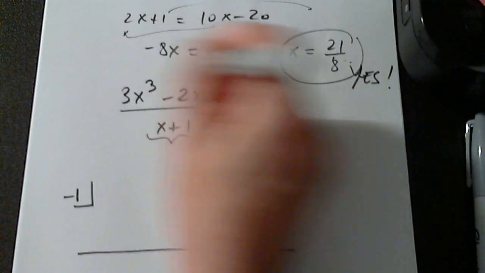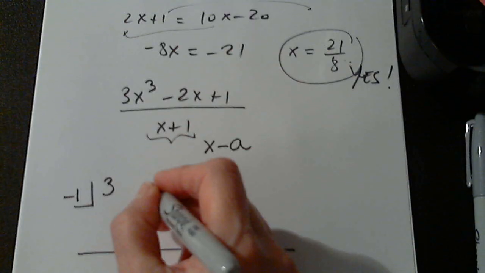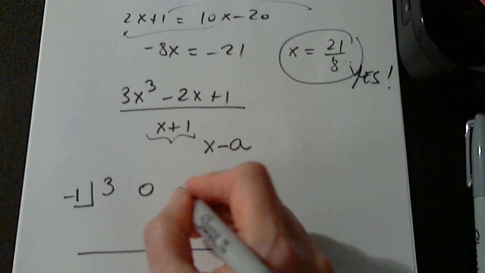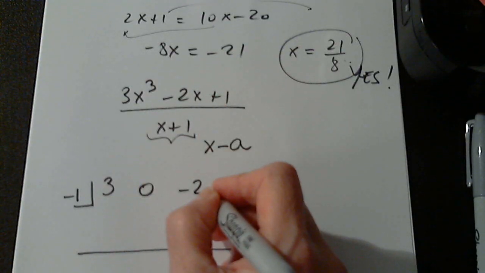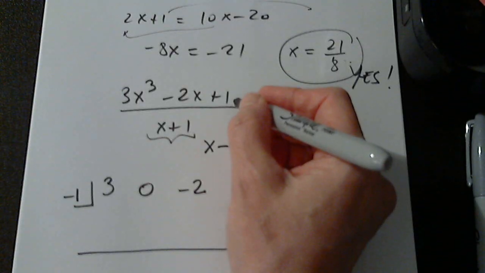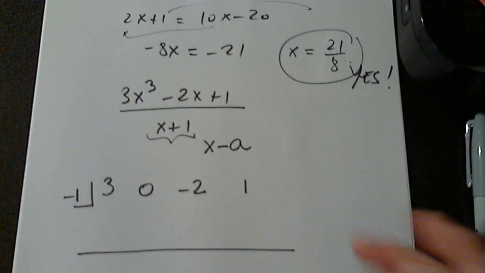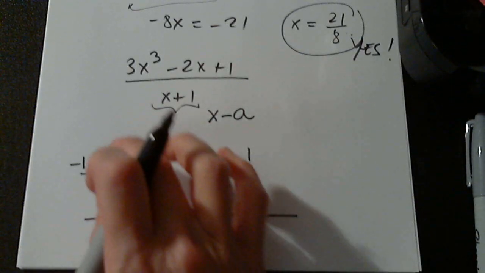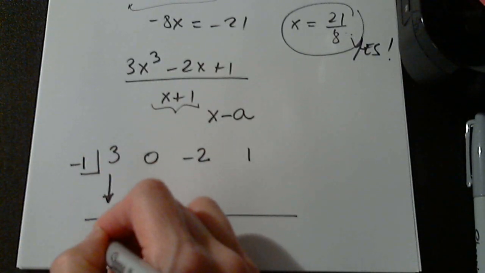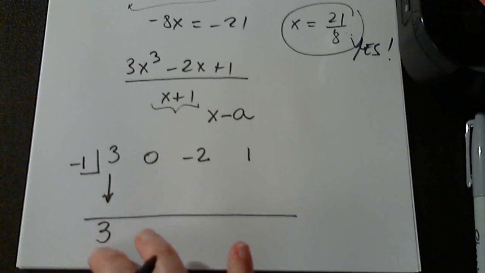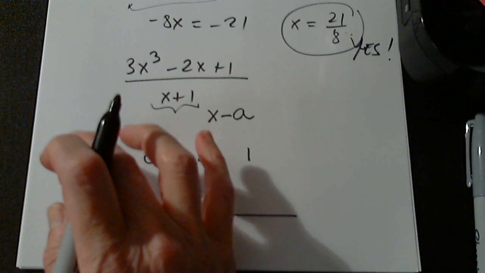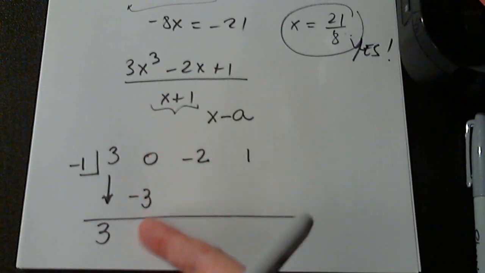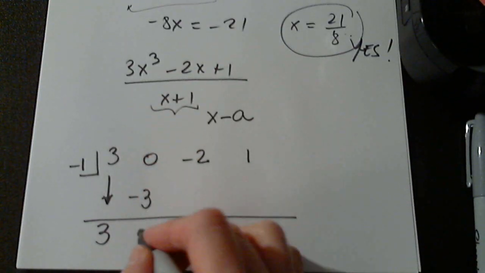So because the degree is 3, I have 3, then the degree 2 is missing. Degree 1 has coefficient -2. Degree 0 has 1. We always, first step, move 3 down. -1 times 3 is -3. We perform the operations we see. 0 minus 3 is -3.